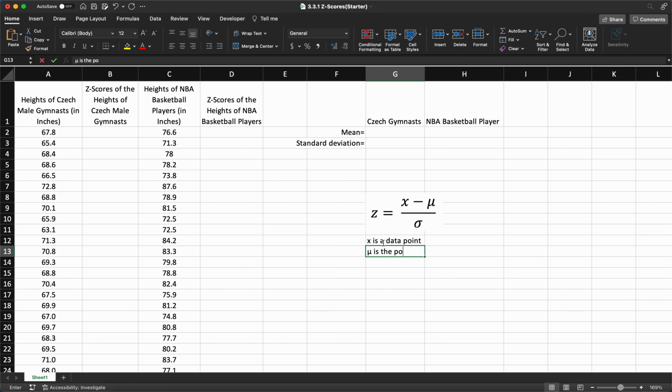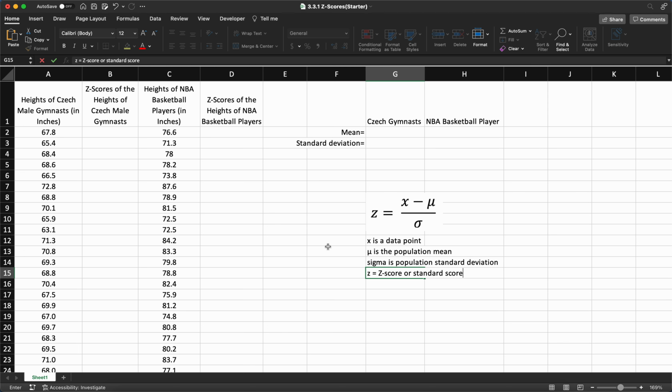Mu is the population mean. Sigma is the standard deviation, the population standard deviation. And so Z stands for z-score, or the standard score.